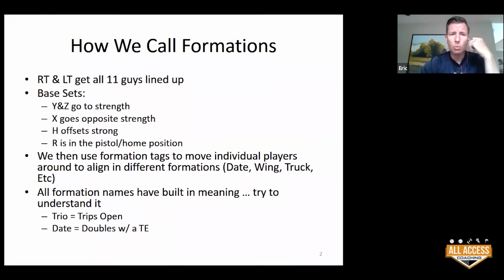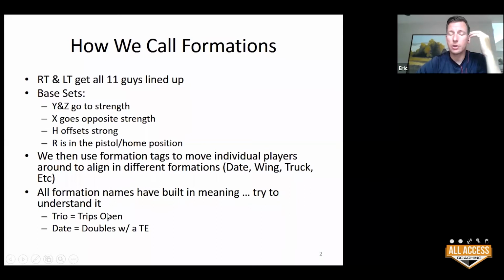But what we do is right and left for us aligns 11 guys up, and then we just try and tag the players that are moving. And so we would try and make sure that we build as much meaning into those tags as possible. So for example, let me back up. Our base sets, if we say right, our Y and Z are going to the strength. To the right, X is going opposite, and he's going to be on the ball. H is offset, R is in his home set. I'll show you what that looks like. And then we use our tags.